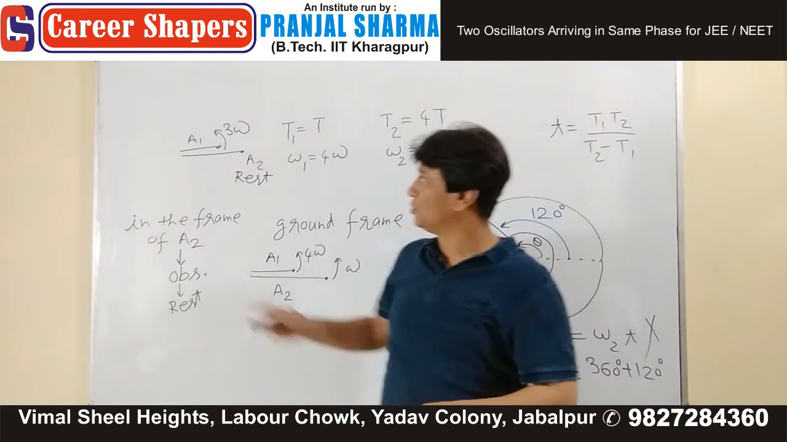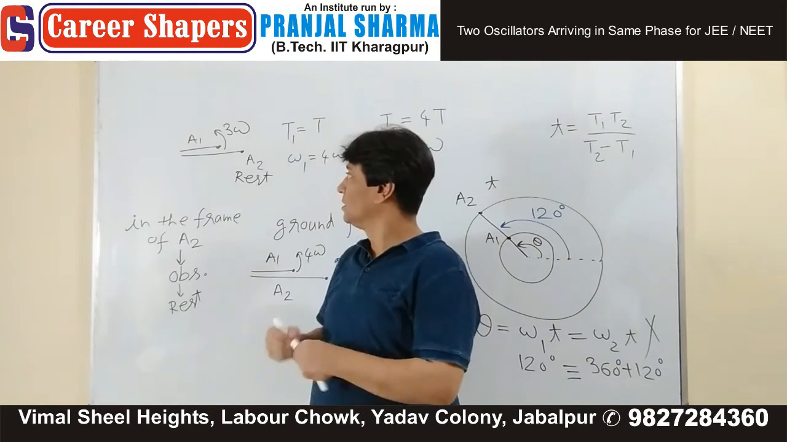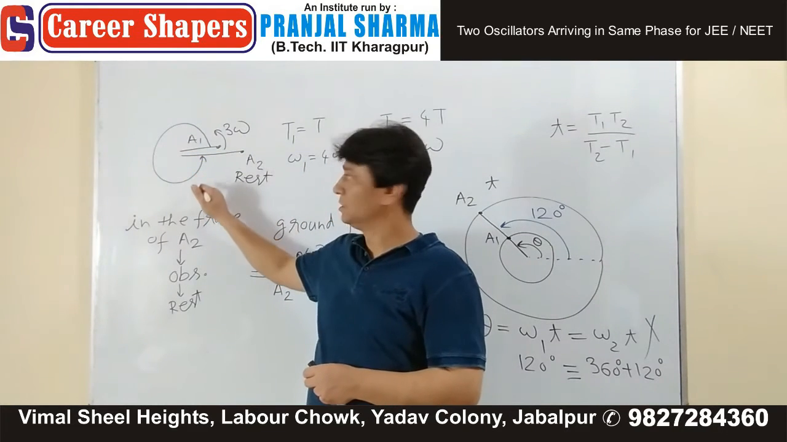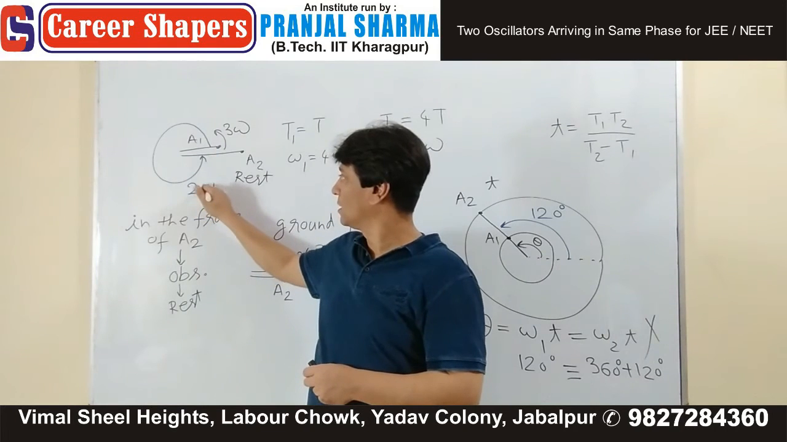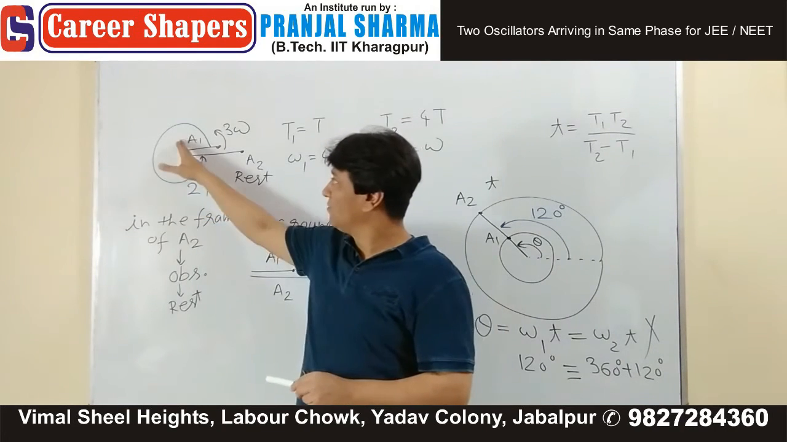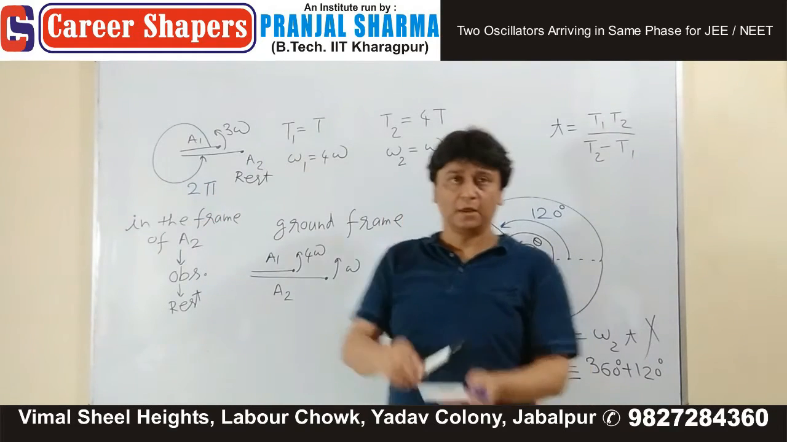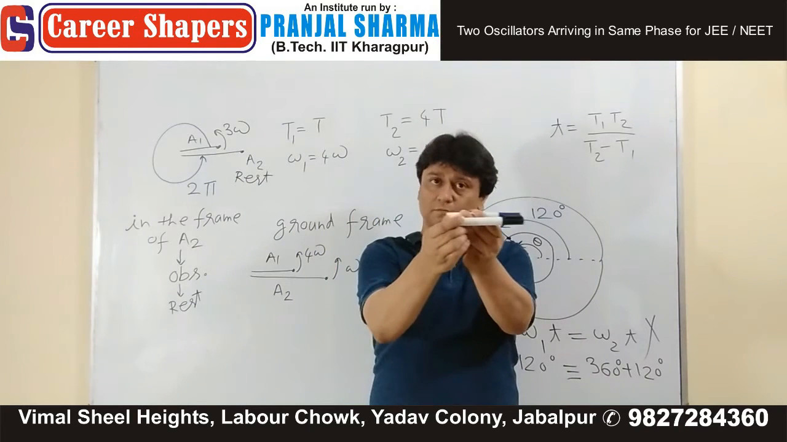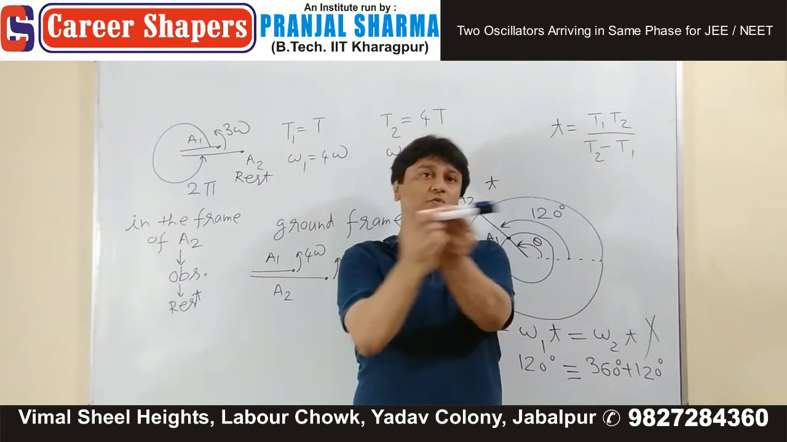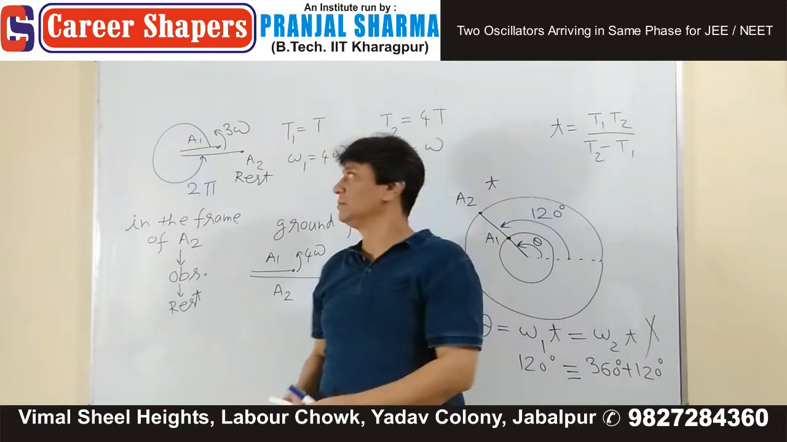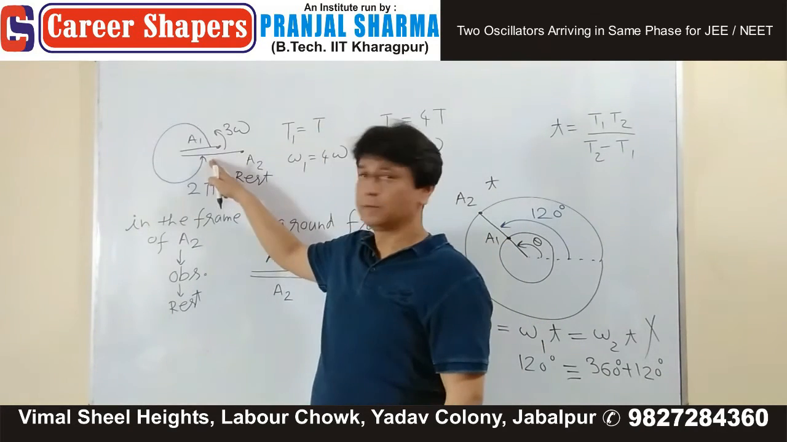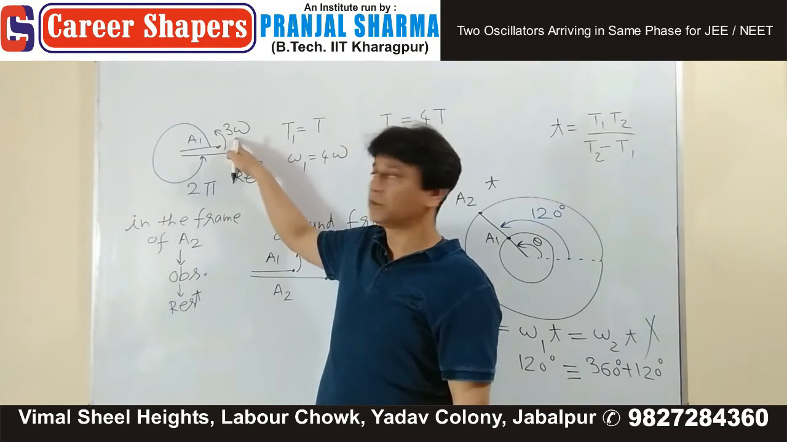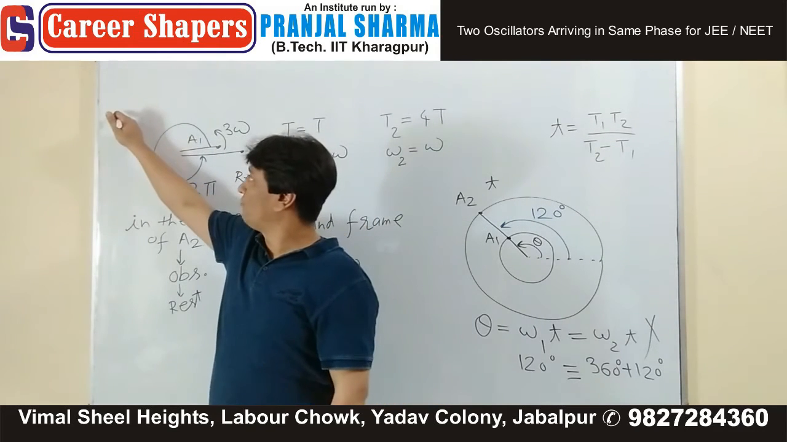To occupy the same position, this A1 must rotate by how much? By 2 pi. If A1 rotates by 2 pi, it will align with A2. That means they both are in the same phase. In what time does an object cover a 2 pi angle if it rotates with 3 omega? You need to find the time.